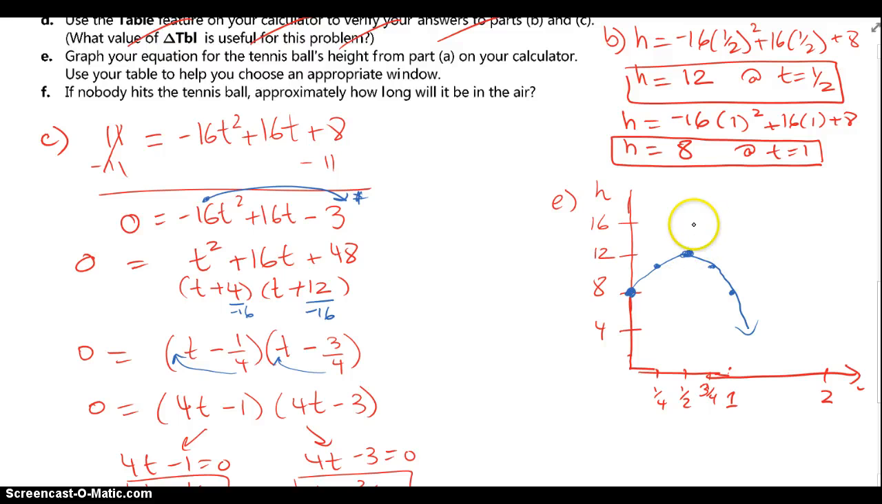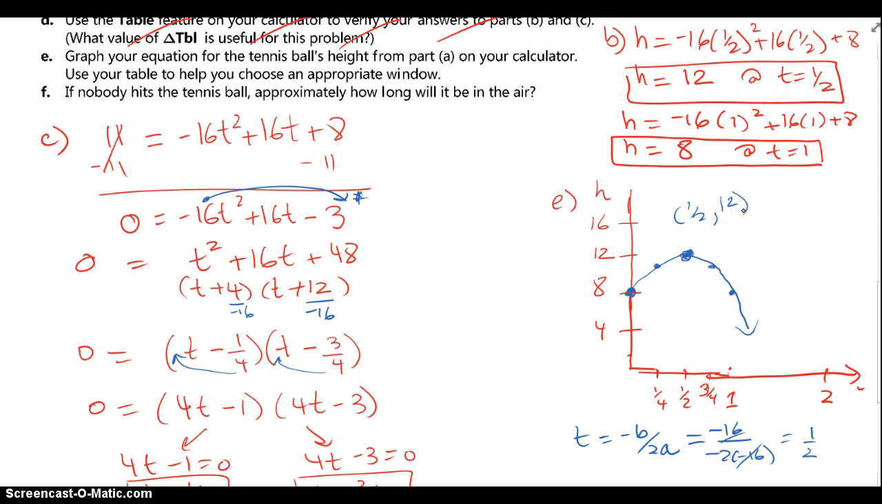And we could even find that vertex. We could find the maximum point if we wanted to by looking at t is equal to negative b over 2a. And let's do that quickly. B in my problem is 16, so negative 16. And 2a, a is negative 16, 2 times negative 16, sure enough, is going to be a positive 1/2. Now I know for sure that's my maximum, that's my vertex, 1/2, comma, 12. 12 feet is the highest the tennis ball goes.